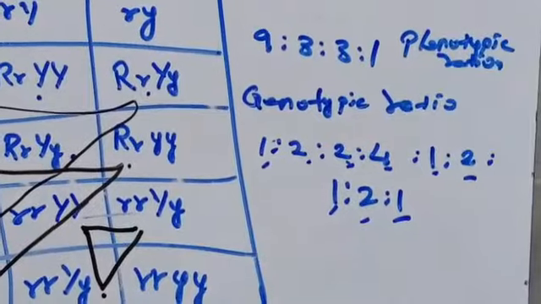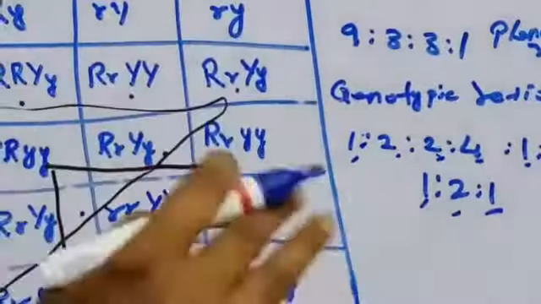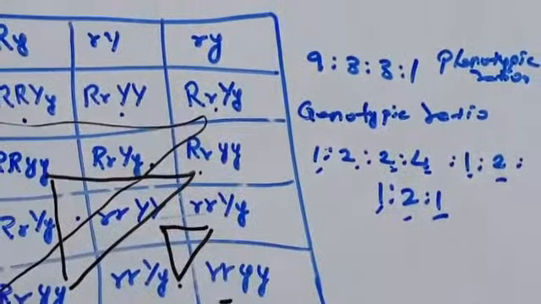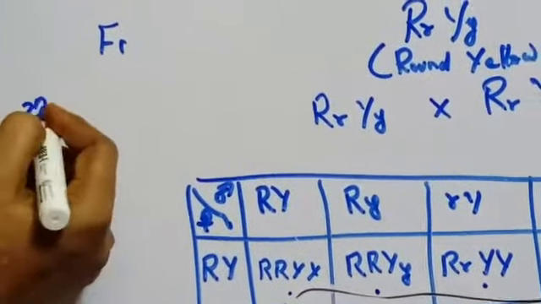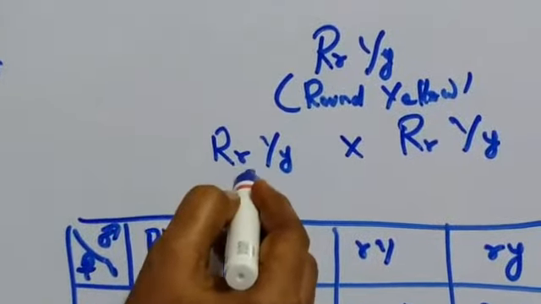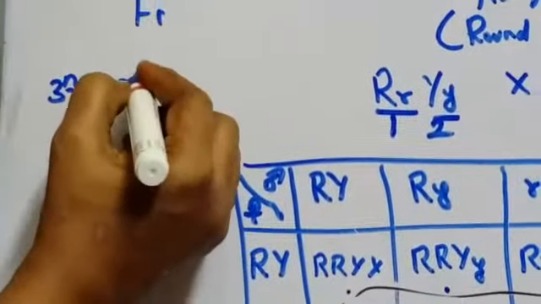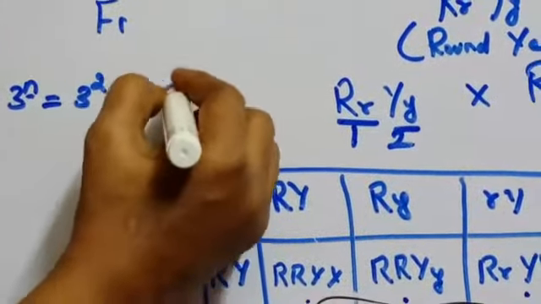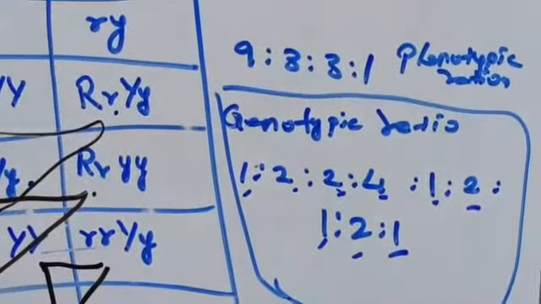In the previous class I have explained about the formulas. That is, to find out the genotypes, the formula is 3 to the power n. What is the n? Heterozygous pairs. How many heterozygous pairs here? You can see here only 2. So 3 to the power 2, that is 3 into 3 equal to 9. So 9 genotypes. So in F2 generation, you got 9 genotypes.